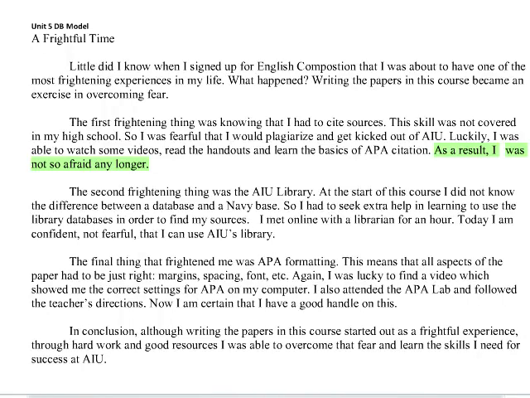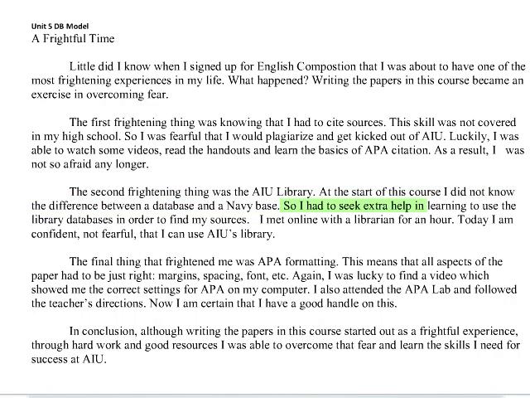We'd do the same thing for the second one, state the main point. The second frightening thing was the AIU library. Then we explain the main point. What do you mean by that? At the start of this course, I did not know the difference between a Navy base and a database. Okay, that explains it. Now you must support, provide details.